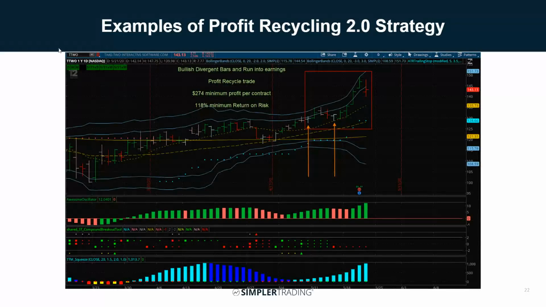So here's another example. This was actually on TTWO. We had some great signals going into the earnings for jumping into some bullish trades here. So I took a profit recycling trade on this. Once again, $274 minimum profit per contract that was locked in using this strategy. It was 118% minimum return on risk. And once again, I held it through the earnings announcement to see whether or not I could take some additional profit from there. But either way, I'm very happy that I know I'm walking away with $274 per contract on this trade and not going to walk away with a loser no matter what happened around that earnings announcement. Very happy to take that profit and lock it in.